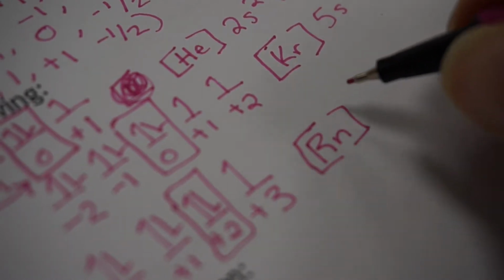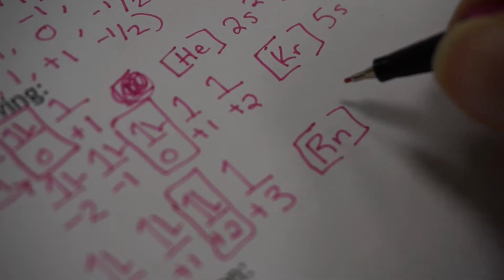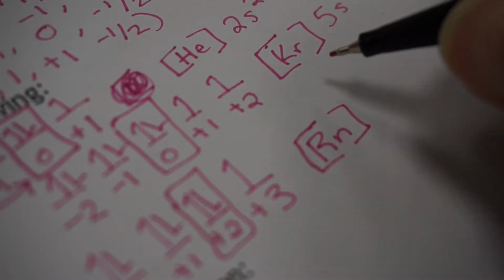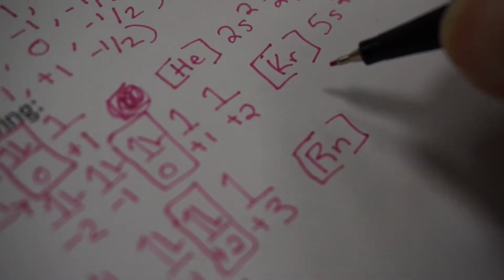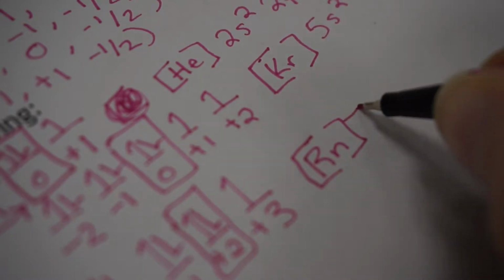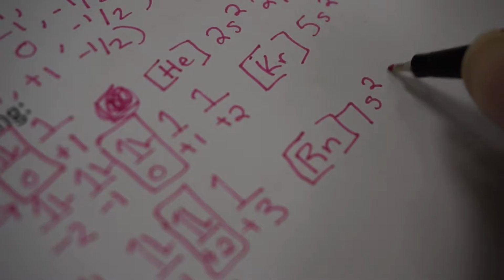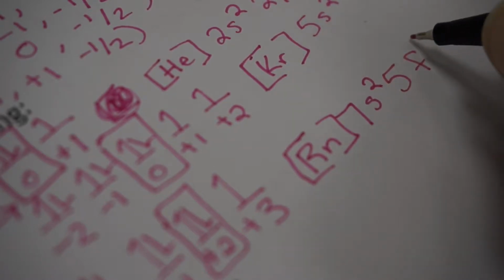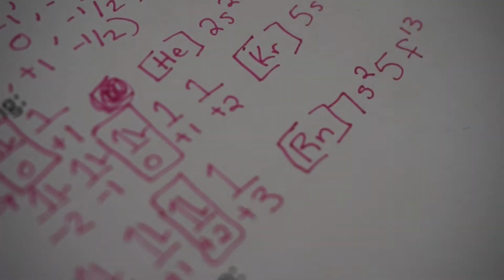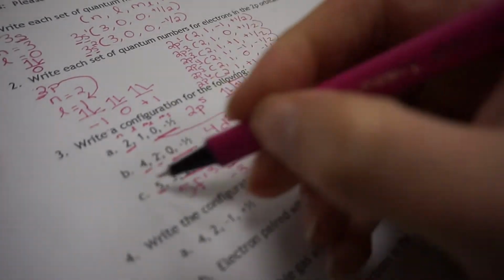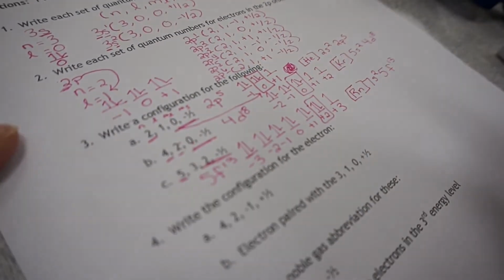All right, so Rn, and then we move on to 7, which is the very bottom s. I'm not going to zoom out because it takes too long. 7s2. And then we go to 5f13. Okay, so that would be the electron configuration for this set of quantum numbers.